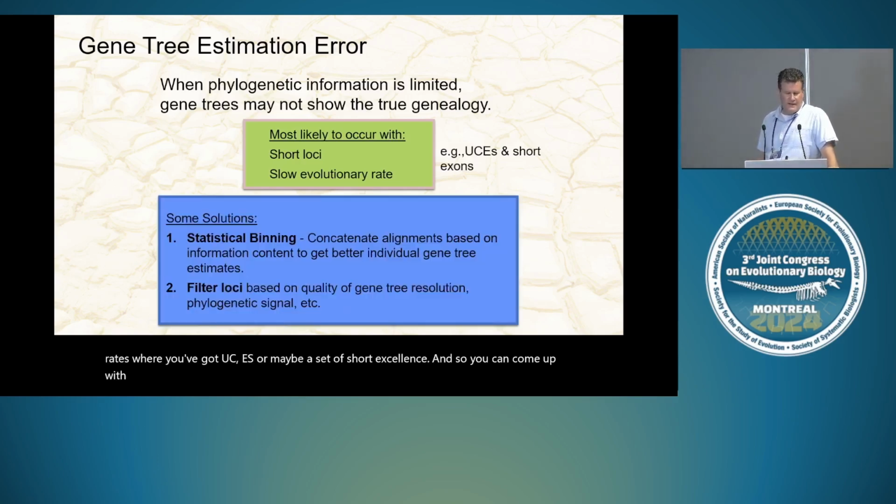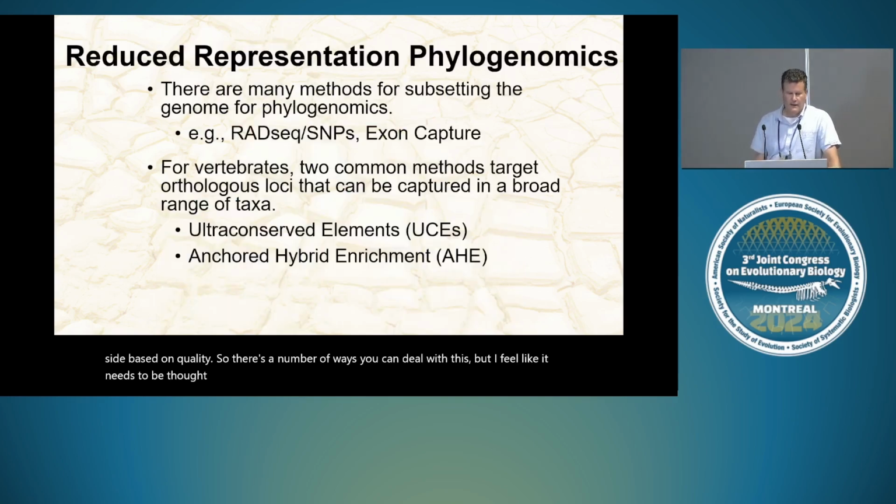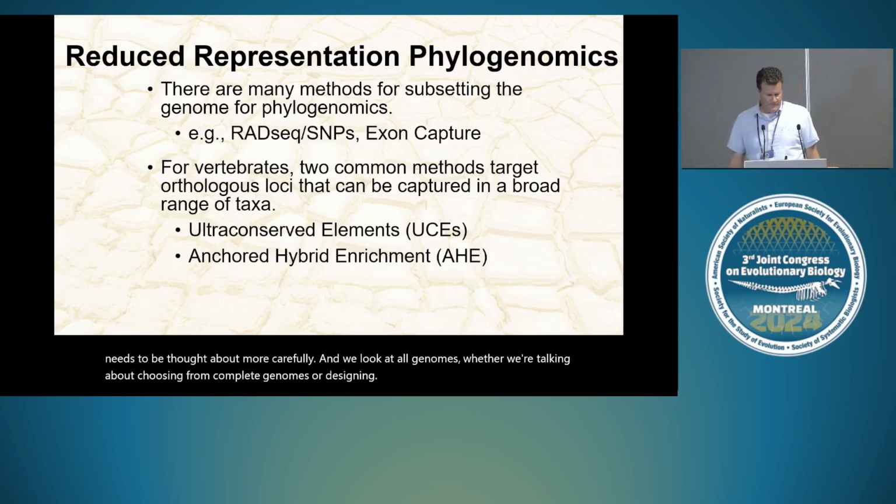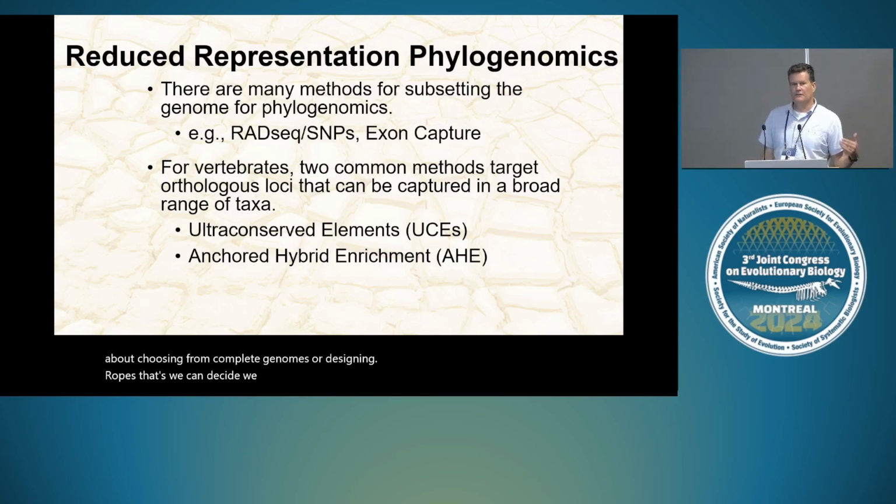So you can come up with solutions. You can bin them together, you can concatenate them, you can filter the loci based on quality. There are a number of ways you can deal with this, but I feel like it needs to be thought about more carefully. And when we look at whole genomes, whether we're choosing from complete genomes or designing probe sets, we can decide we don't want gene trees and we can just use RAD-seq and get SNPs, or we can use exon capture.